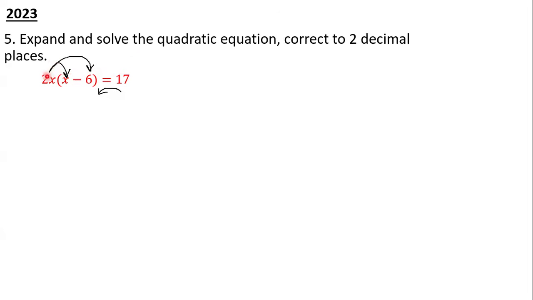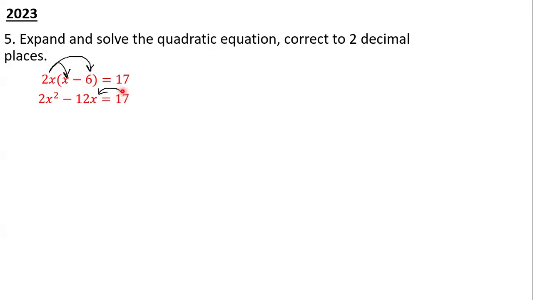So we have 2x multiplied by x, and then we have 2x multiplied by -6. And so that's what we're going to do. What is 2x multiplied by x? Well, 2x multiplied by x equals 2x squared. And then we have 2x multiplied by -6, and that gives us -12x. So that's the first thing we did. We distribute: 2x multiplied by x gives us 2x squared, and 2x multiplied by -6 gives us -12x.